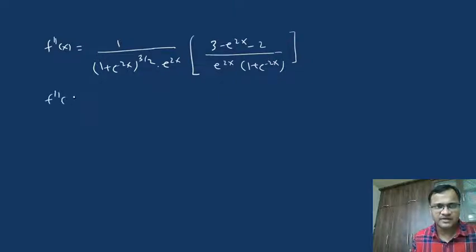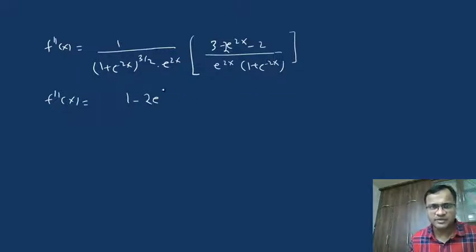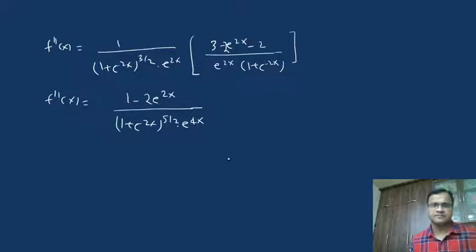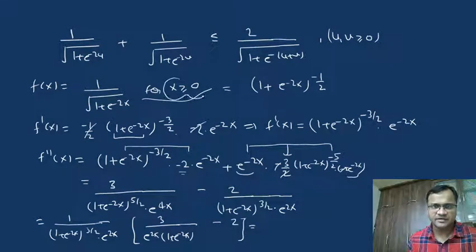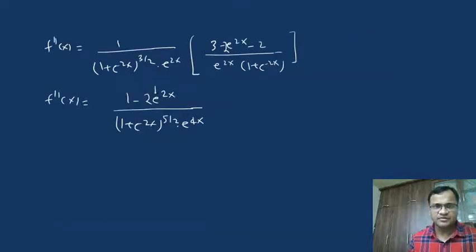Finally, f double dash x is what? Sorry, 2 times 1 minus 2 times e raised to the power 2x, this whole upon 1 plus e raised to the power minus 2x raised to the power 5 by 2 into e raised to the power 4x. Okay, since x is greater than or equal to 0, therefore e to the power 2x is greater than or equal to 1, and here it is also greater than or equal to 1. This quantity is also positive. This quantity is also positive.